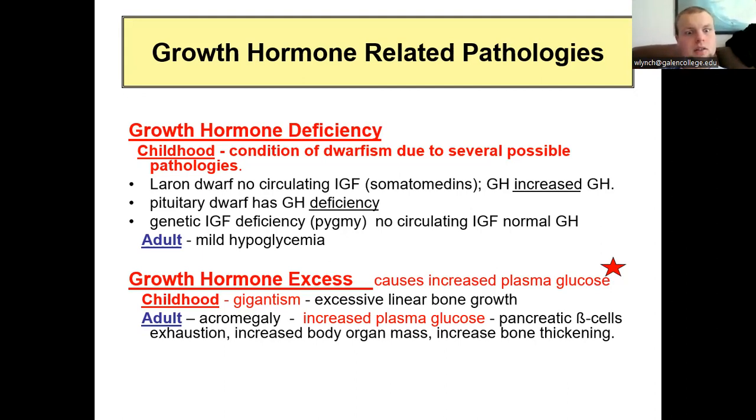In the adult, this can lead to acromegaly. Since the growth plates on the bones have been shut off, the epiphyseal line is closed. The bones do not grow longer in adulthood. However, they can grow wider, so they can increase in width, and this is known as acromegaly. Right? We can also see increased plasma glucose, which can lead to pancreatic beta cell exhaustion and also insulin insensitivity if we get overstimulation of the receptors there. So this can increase your body organ mass, and the acromegaly is the increase of bone thickening.